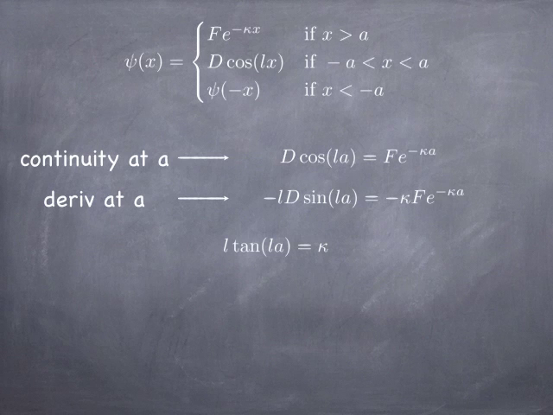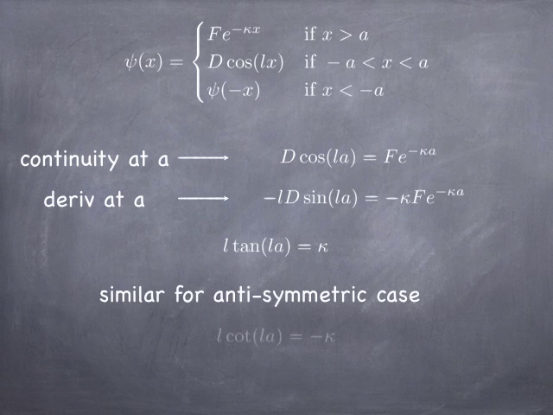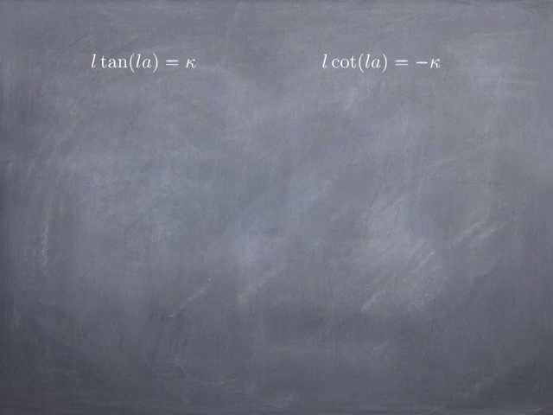And if you plug all that in, you find that what you get is L times the cotangent of LA is equal to minus kappa. So this is the condition for the antisymmetric wave function. So we have one condition for the symmetric and a different condition for the antisymmetric case.